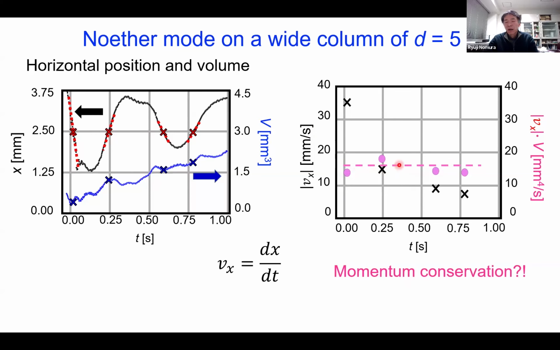Now this supports that the observed motion of the droplet is really the Noether mode, because the Noether mode is due to the translational symmetry of the system. So it should keep the initial momentum like this.